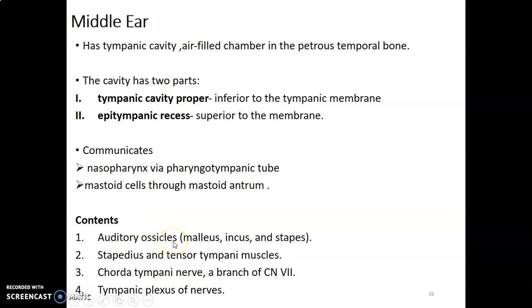You have the auditory ossicles, malleus, incus, and stapes. Then you have some muscles, the stapedius muscle and the tensor tympani muscle. You have nerves in the middle ear, the chorda tympani nerve, which is a branch of the facial nerve, and you also have the tympanic plexus of nerves. So the cavity has two parts, tympanic cavity proper inferior to the membrane and epitympanic recess superior to the tympanic membrane, and the communications of the middle ear with the nasopharynx and with the mastoid cells.